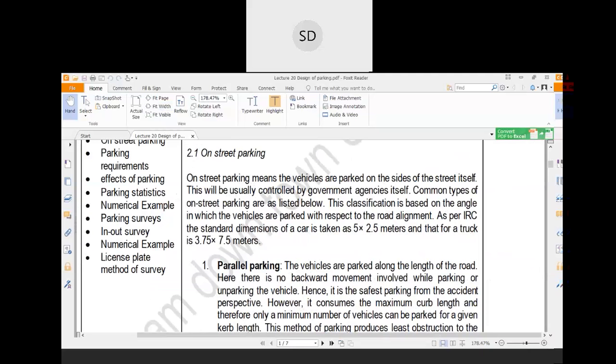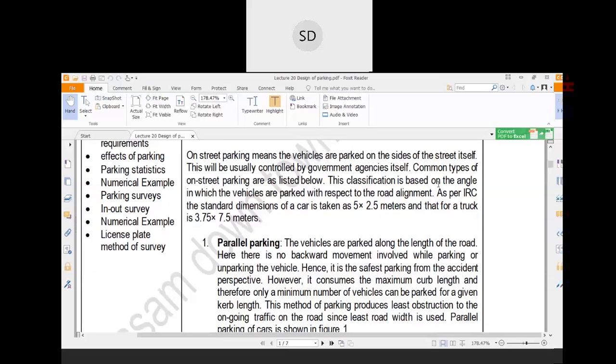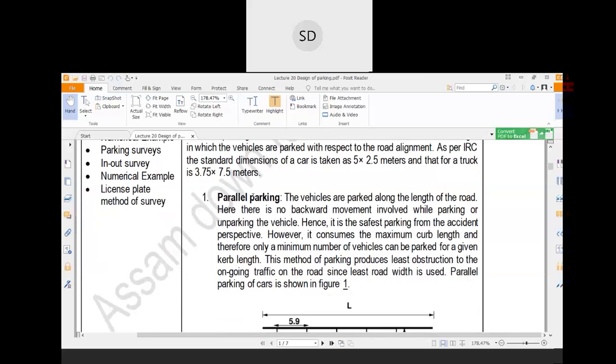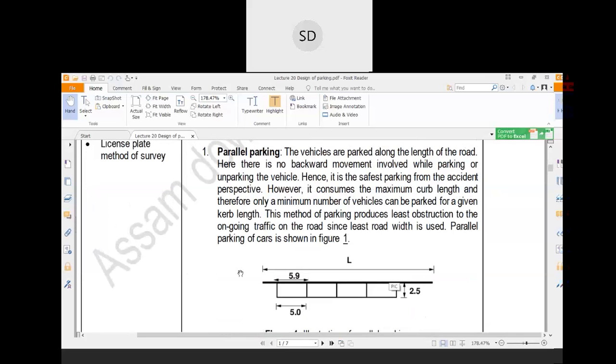Now, this will usually be controlled by government agencies. They will provide some parking places along the side of the road. Common types of on-street parking are listed below. This classification is based on the angle at which the vehicles are parked with respect to the road alignment. If the vehicles are parked parallel to the road, it is called parallel parking. Suppose this is the road and these are all the vehicles. If the vehicles are parked in this way, it is called parallel parking.